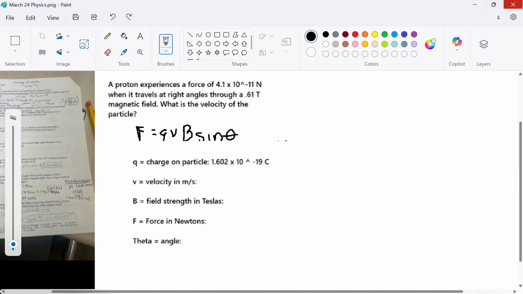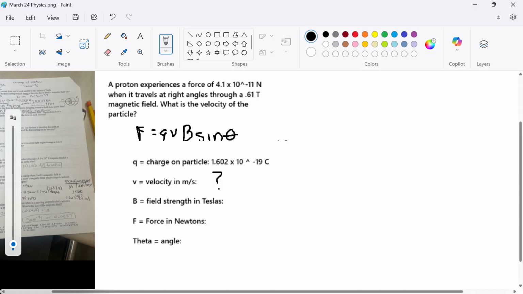I thought I wrote this in. Yes, I did. Q is the charge on the particle. On a proton, this says it's a proton, it's approximately 1.602 times 10 to the negative 19th coulombs. Sometimes it's written as 1.6 times 10 to the negative 19th. I'm going to use 1.602. The velocity is the velocity in meters per second. Don't know. That's what the question asks for.